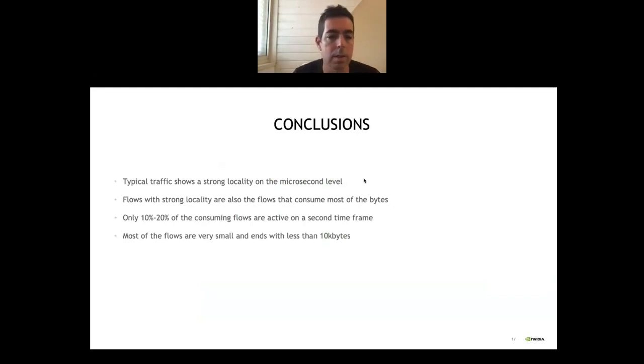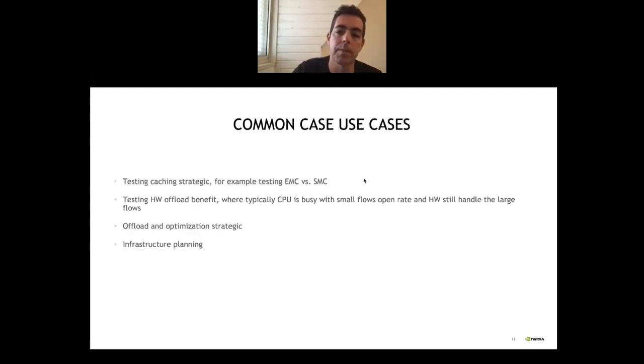So the conclusion is that typical traffic shows a strong locality at the microsecond level. Flows with strong locality are also the flows that consume most of the bytes. Only 10 to 20% of the consuming flows are active in a one second time frame. And most of the flows are very small and end with less than 10 kilobytes. So if we can generate traffic similar to what we saw here, we think that we can use that to better optimize our solution.